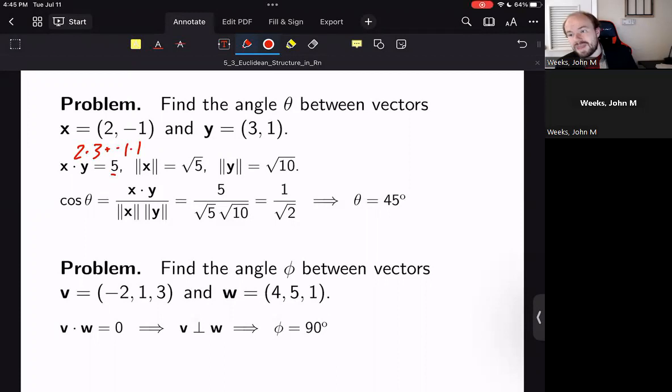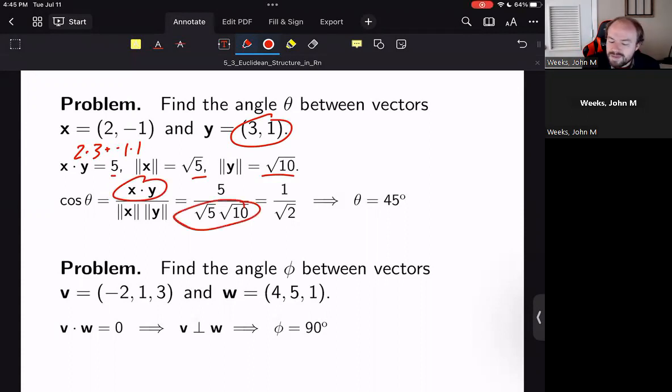And then we have ways to find the magnitudes of each of these, thanks to finding the distance. The distance of (2, -1) should be square root of 5, and then the distance of (3, 1) should be square root of 10. My bad. So the cosine of the angle between them should be 5 over the square root of 50.